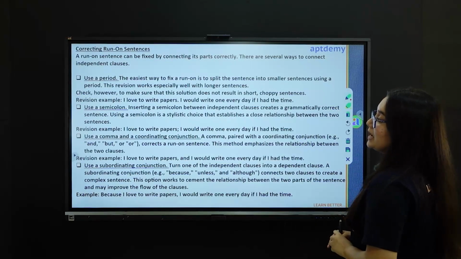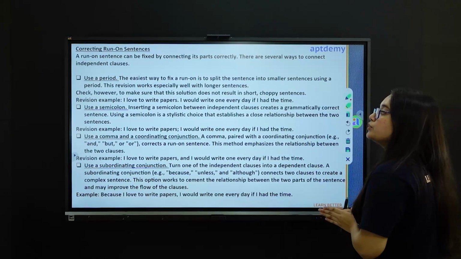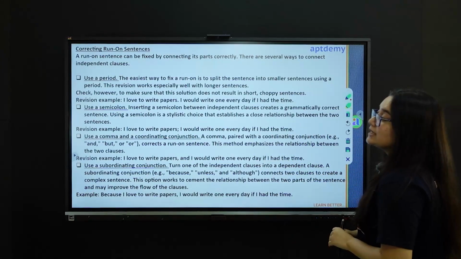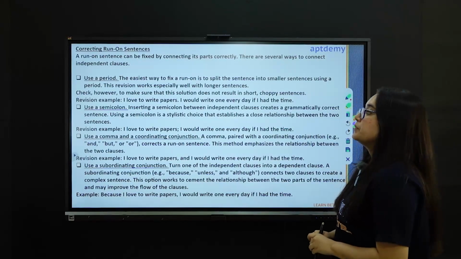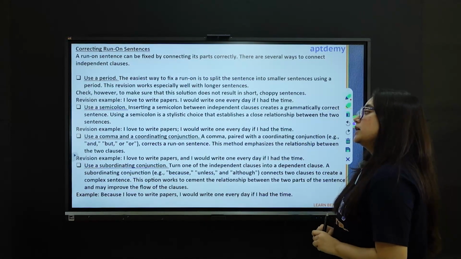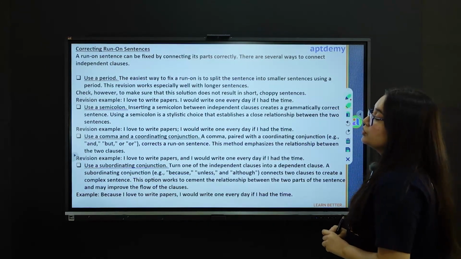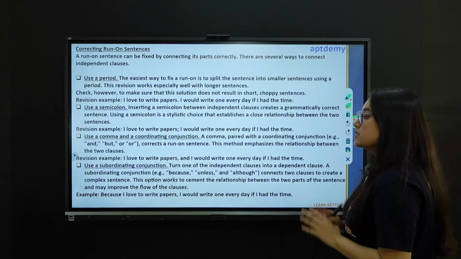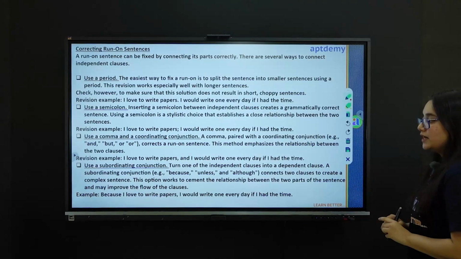So for example, if we take the paper example from before, I love to write papers, full stop. I would write one every day if I had the time. So a period would work over here. Now, the next way to correct a run-on sentence would be to use a semicolon. Like here, I love to write papers; I would write one every day if I had the time. You can use comma plus FANBOY. I love to write papers, comma, FANBOY, and I would write one every day if I had the time.